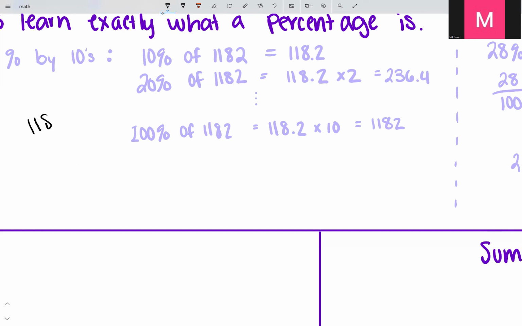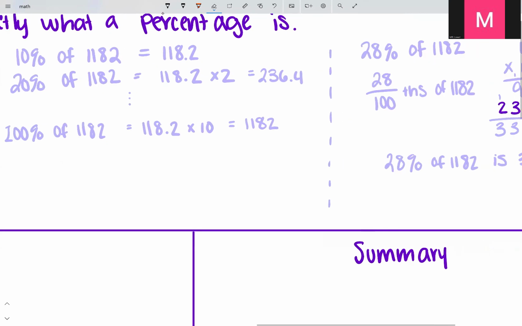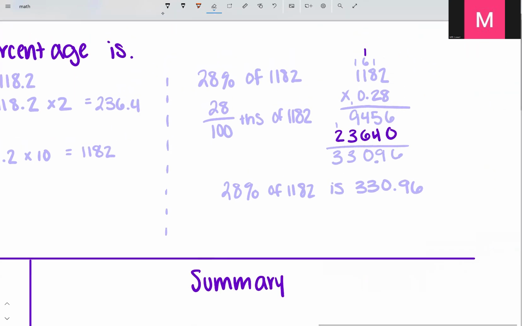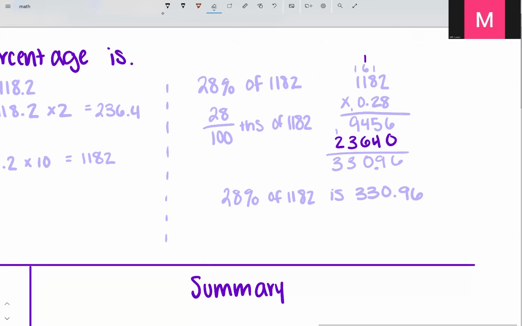Because, again, you'll have 1182 times 0.2. So that's 4, 16, 3, 2. And then you'll add your decimal. Next, if we want to find the percentage of a number, but it's not by tens, we again just multiply. So we have 1182 times 0.28. Multiplying this out, we get 330.96, and we add our decimal, which is 2 places because we have 2 places here.